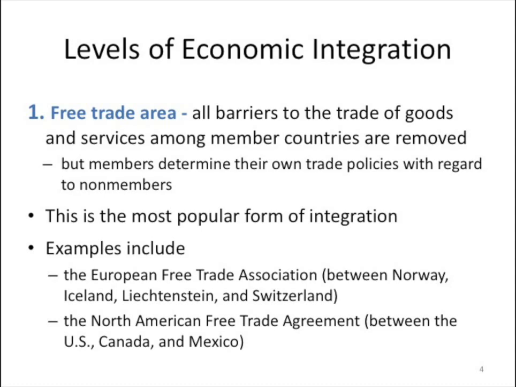This is the most popular form of integration, and examples include the European Free Trade Association, which is between Norway, Iceland, Liechtenstein, and Switzerland, and the one probably most Americans are more familiar with is NAFTA, and that's between U.S., Canada, and Mexico. And NAFTA largely takes away all barriers to trade between the U.S., Mexico, and Canada.